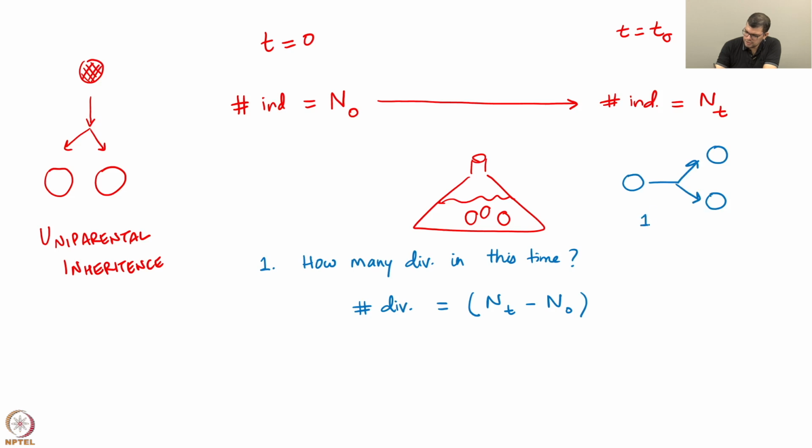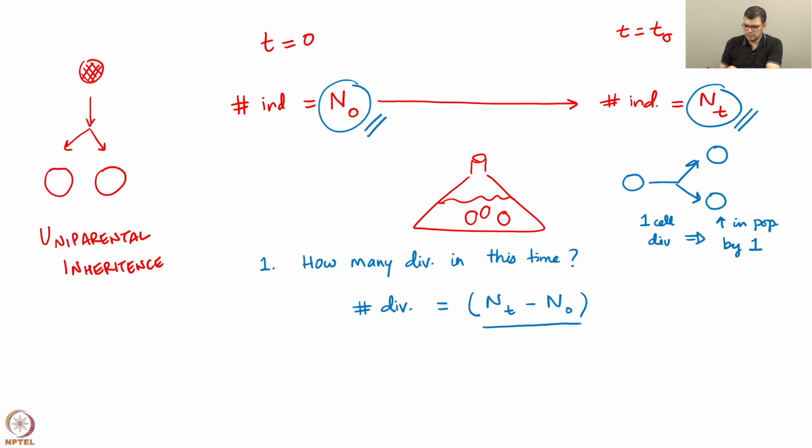So one cell division implies increase in population by exactly 1. Hence the increase in population that we see here in the case that we are looking at is simply nt minus n naught, and hence the number of divisions that need to take place to facilitate an increase from n naught to reach nt is simply equal to nt minus n naught. That is the first thing that we note about growth taking place in this flask.